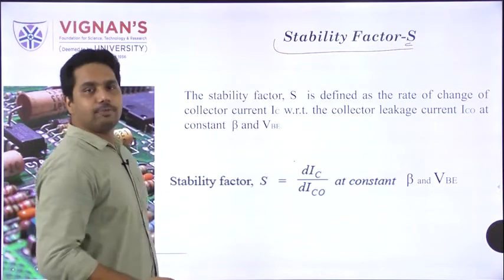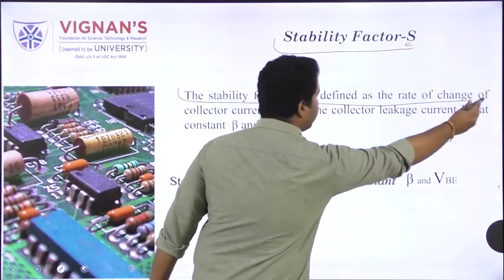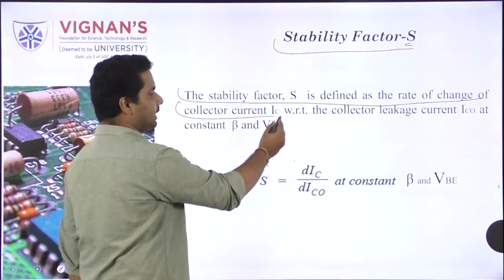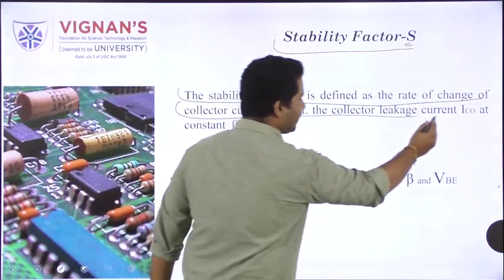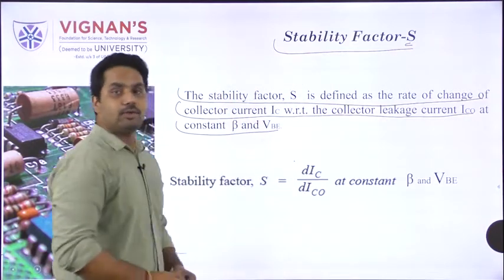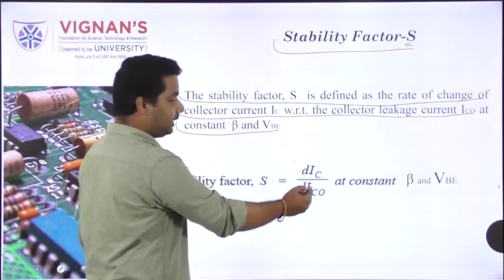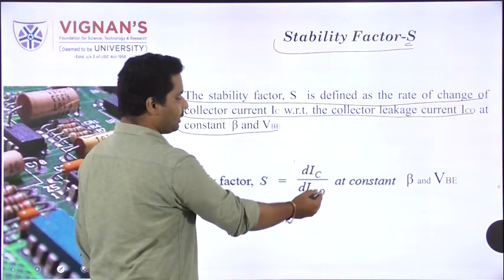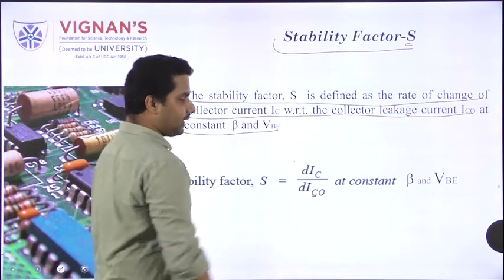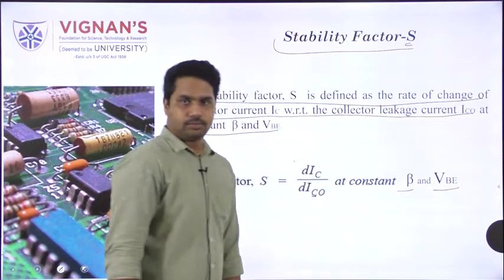So what is the stability factor? The stability factor is defined as the rate of change of collector current IC with respect to the collector leakage current IC0 at constant beta and VBE. It is defined as the rate of change of collector current with respect to the collector leakage current IC0 at constant beta and VBE.